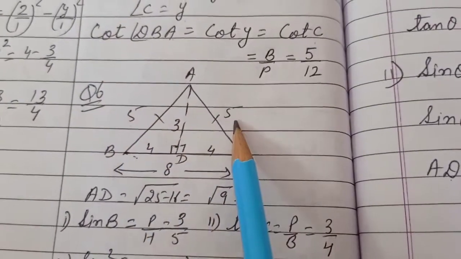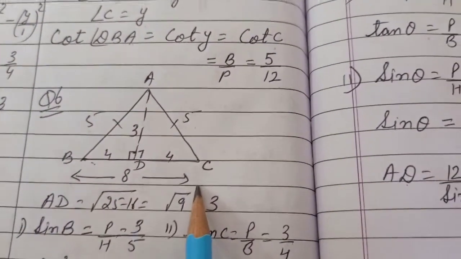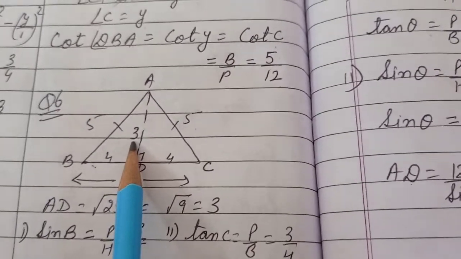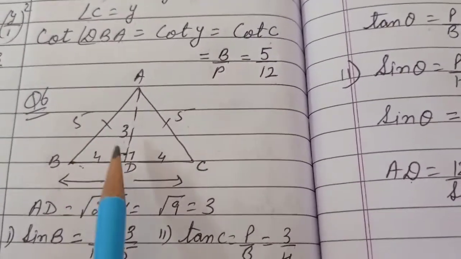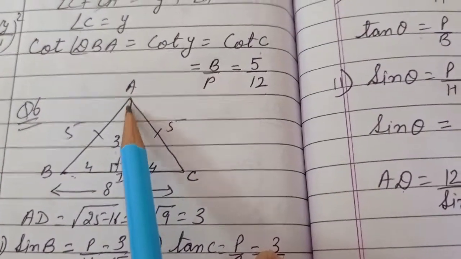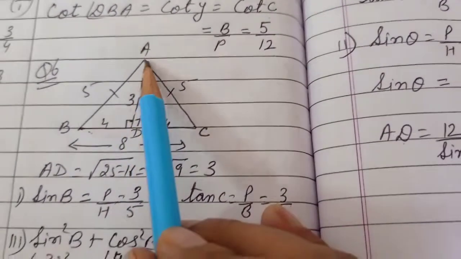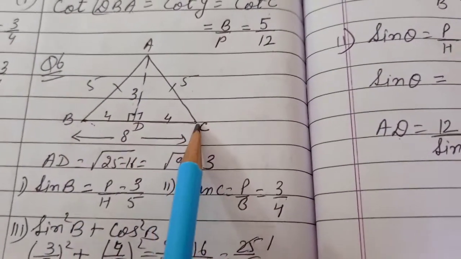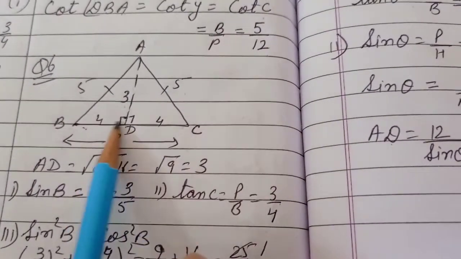Sixth question, you are given an isosceles triangle. These two sides are given 5 and this side is given 8. As the triangle is not a right triangle, we can't find out the ratios. So you know that in an isosceles triangle, the perpendicular drawn from the vertex divides the base into two equal parts. So if this side is 8, this is 4 and this is 4.